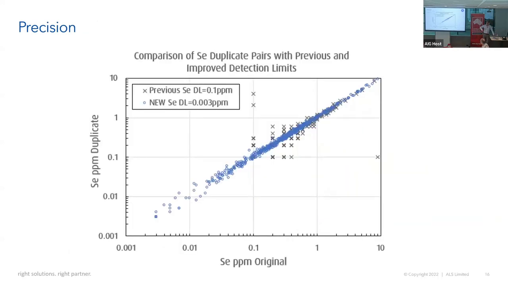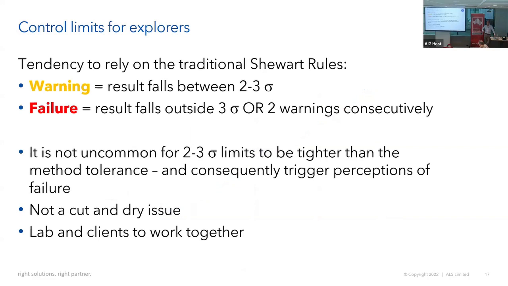This particular example shows selenium duplicate pairs with a previous version of a method and effectively the same method with improved detection limits. The improved precision at the lower detection limits is illustrated by the change in duplicate performance. The graph shows samples that were analysed twice with a detection limit of 0.1, and then a larger group of samples in blue that were analysed with a detection limit of 0.003. The improved precision can be seen by the points more closely conforming to that line.